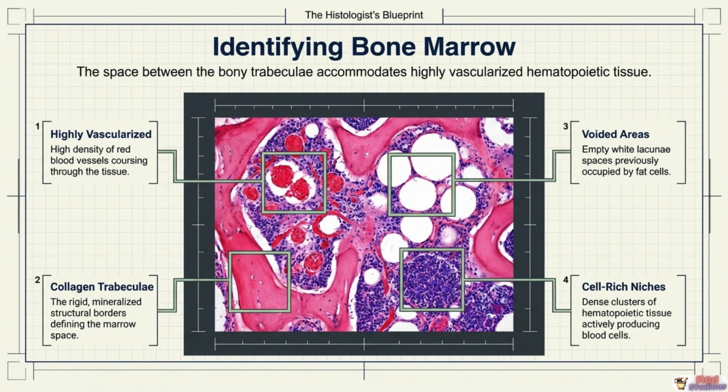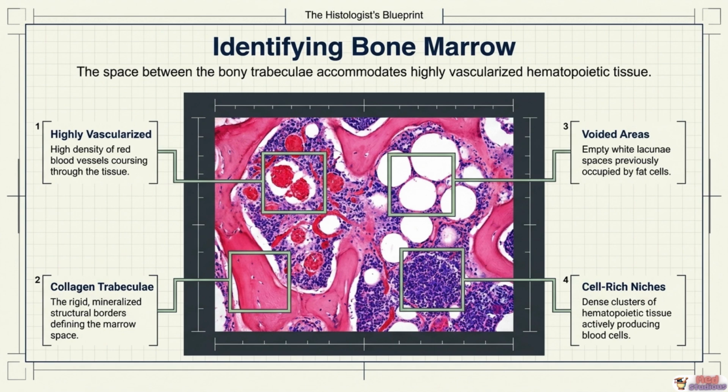Between the mineralized trabeculae of bone lies a tissue that is just as important as the bone itself: bone marrow. The space between the bony trabeculae is not empty. It accommodates a highly vascularized, metabolically active hematopoietic environment. When you look at a bone marrow histological section, you need to be able to identify 4 key components simultaneously.